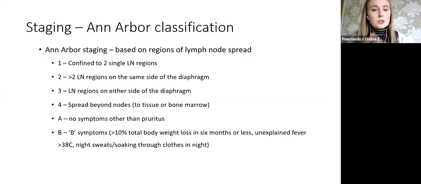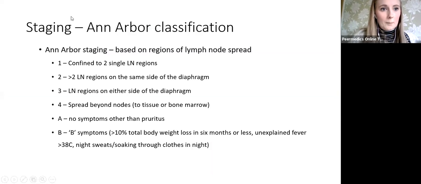So I'm going to talk generally about all the types of lymphoma for a while, and then we'll break it down into the other types. You generally classify it using something called Ann Arbor staging or classification. And unlike TNM staging, which is based on how many nodes or how many metastases it has, this is just based on how many nodes it is affecting.